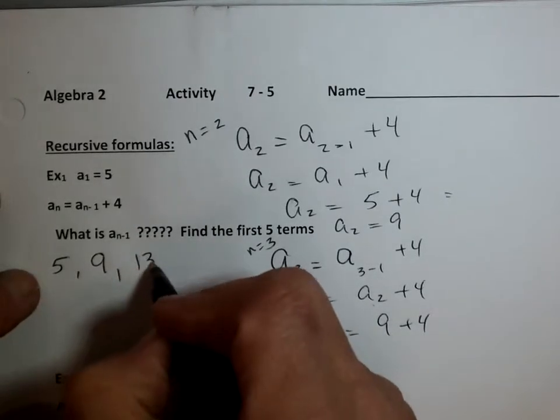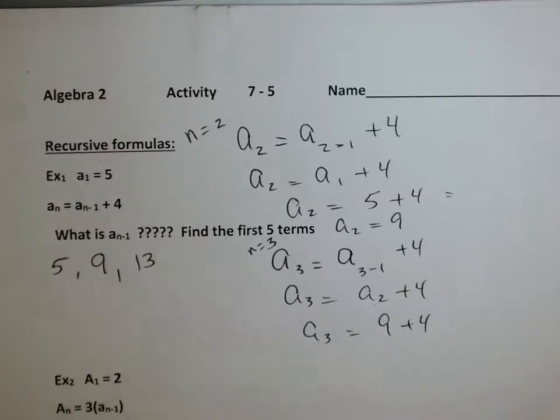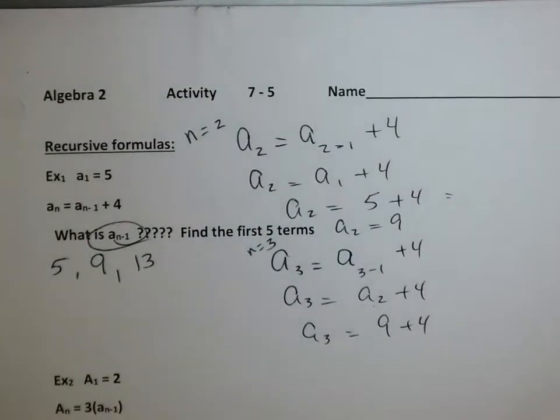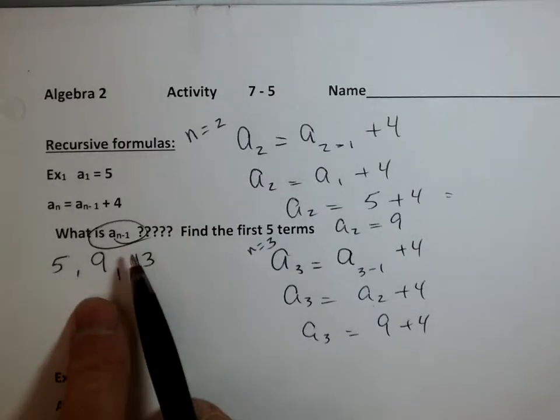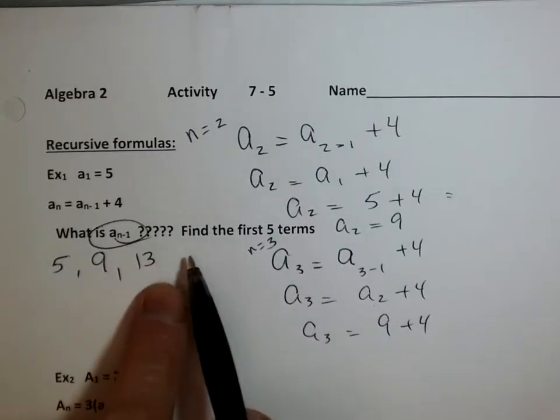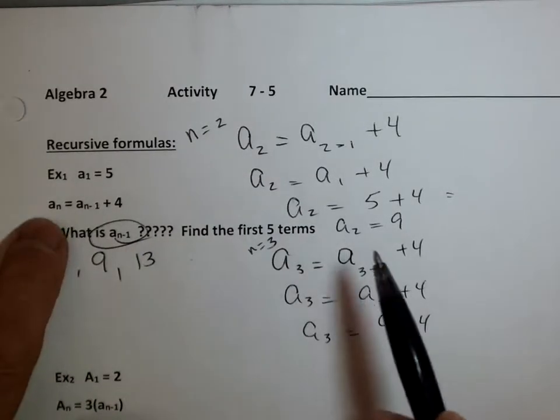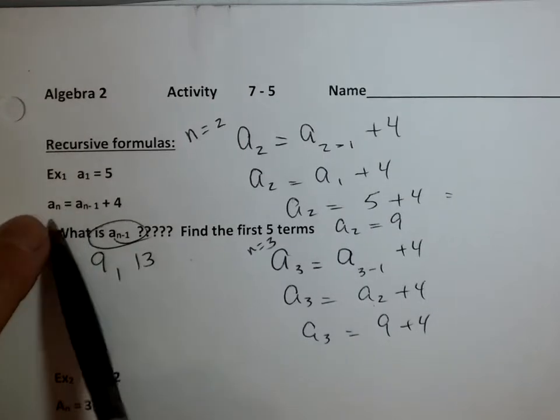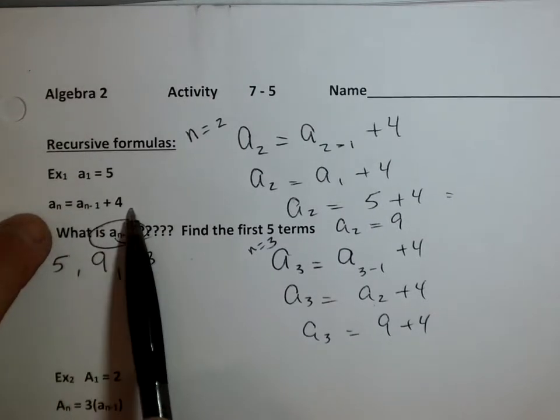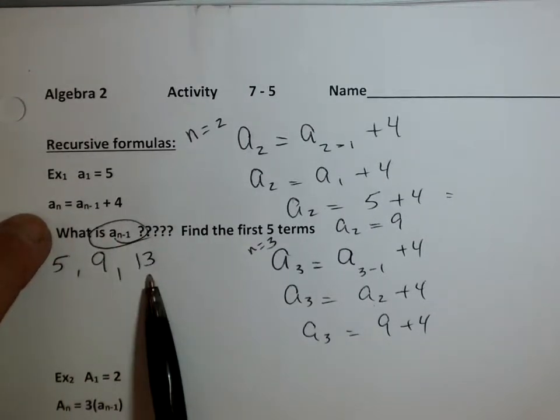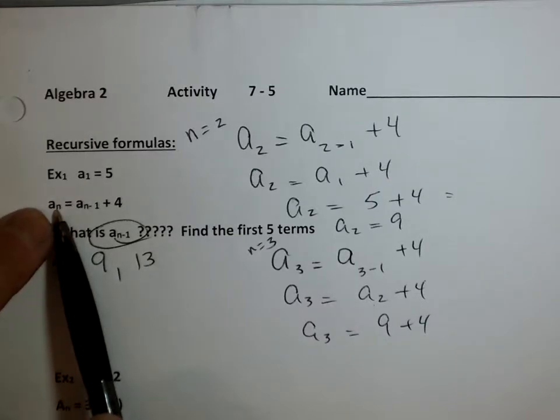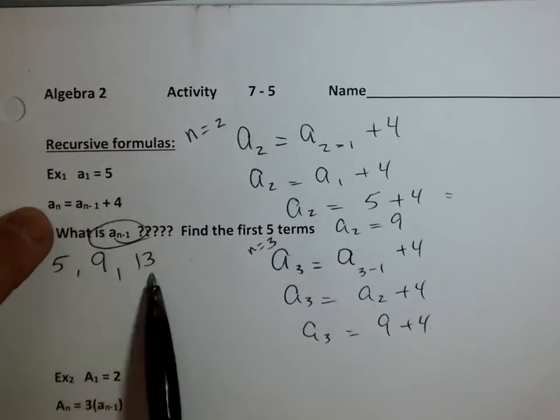Okay, let's see what's going on. So really, what does this a to the n minus 1 mean? It just means it's the previous term. It's the term you just wrote down. This a to the n minus 1 means if you want to make the next term, you use the term you just used. It's the previous term. So if you want to make the fourth term, you go to the third term and add 4.